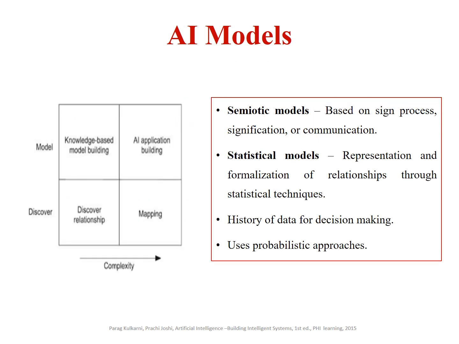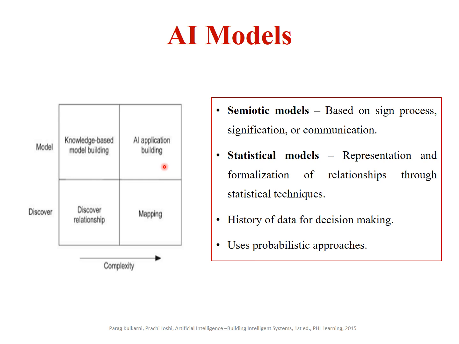This picture shows how the complexity is increasing towards AI application building and mapping. Knowledge-based model building involves low complexity and focuses on creating systems that rely on predefined knowledge or rules. The best example would be the rule-based expert system.